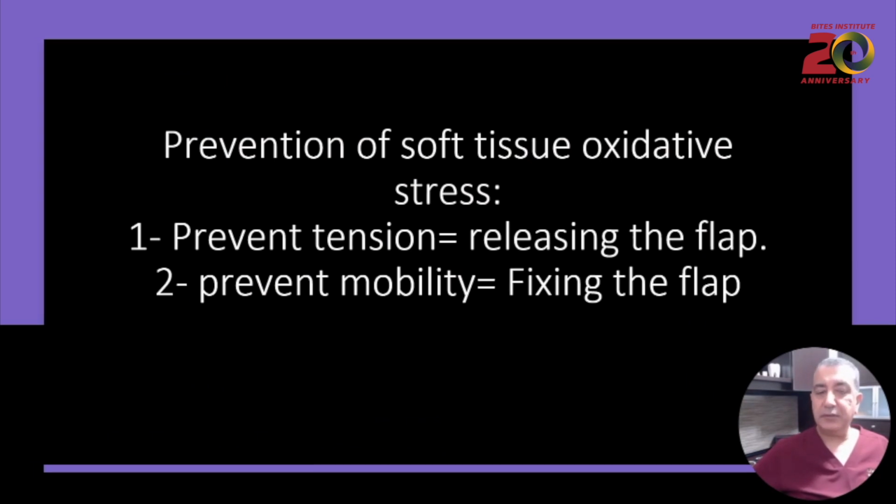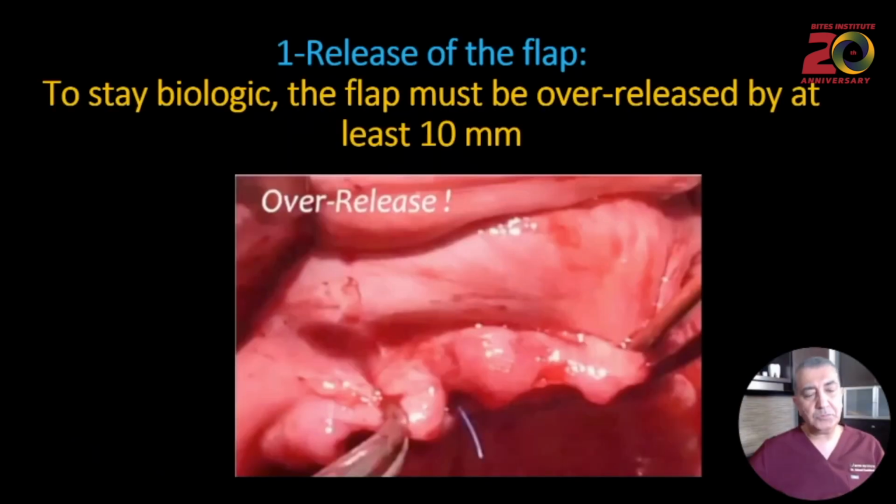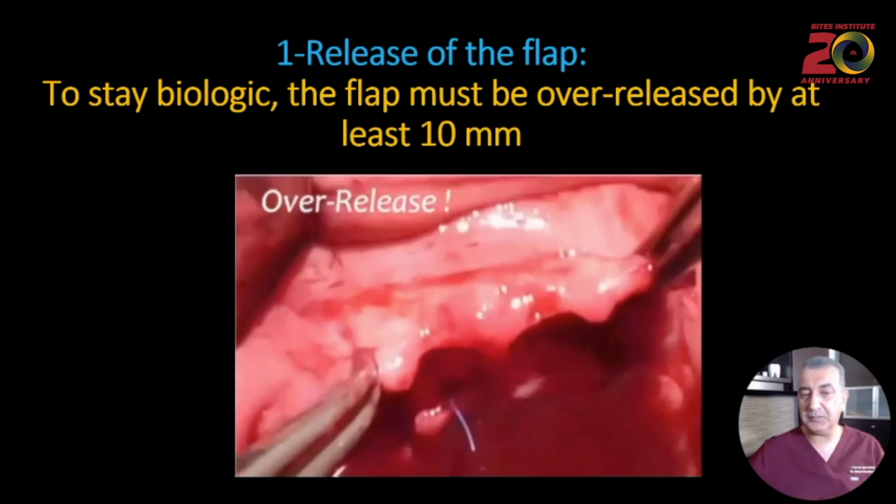So we have two methods to prevent soft tissue oxidative stress. We need to prevent the tension by releasing the flap, and we need to prevent the mobility by fixing the flap. So we all know that even with clothing, comfort is biologic, while being in a tight spot is not biologic. And the same principle could be applied to flap closure. So the first rule is to release the flap. And to stay biologic, the flap must be over-released by at least 10 millimeters, or 1 centimeter.